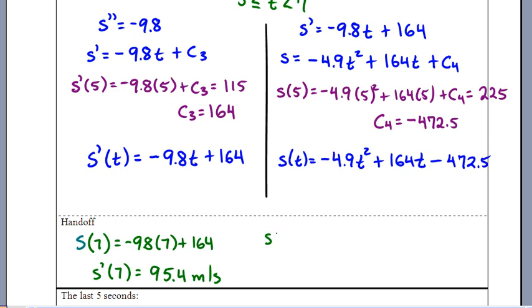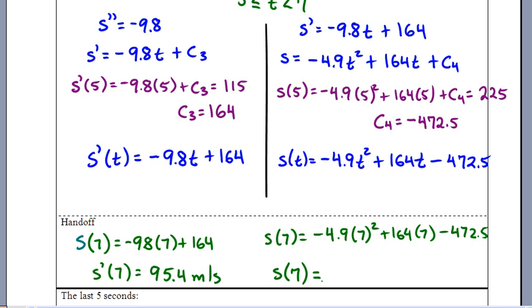The position at time 7, well, let's just go and substitute in 7. And what I find is this rocket, it's been slowing down but still going up. It still has a positive velocity, and it's moved up from the 225 meter mark, and it's now at 435.4 meters above the ground. And that gets you to time 7.